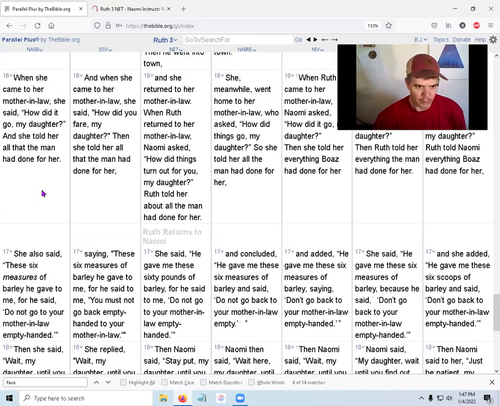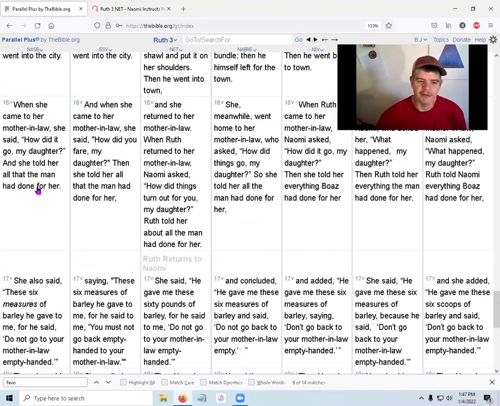So she told all that the man had done for her. What did the man do for her? The man woke up, said, "Hey, this is awesome and great." Oh, right, then I guess he had to talk really quiet too. He had to whisper to her, "Hey, you've done good. You didn't go after younger men. Tomorrow, if the other man doesn't want to redeem you, I will redeem you, period. So, hey, stay here and sleep." That's all the other stuff. How is that all that the man had done for her?